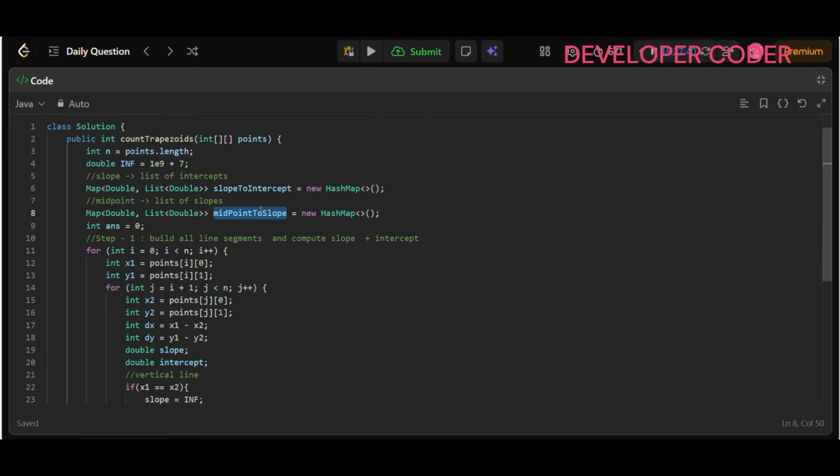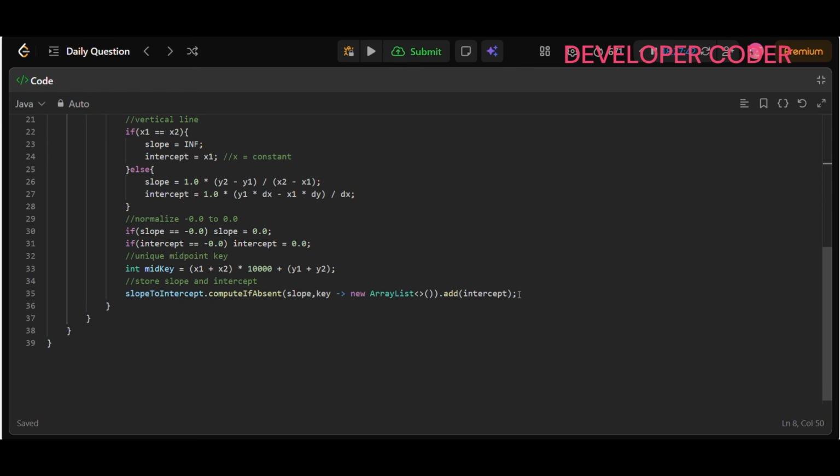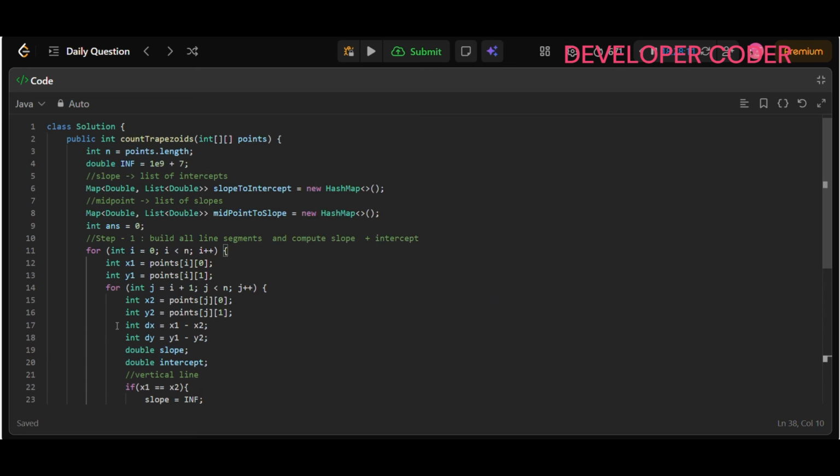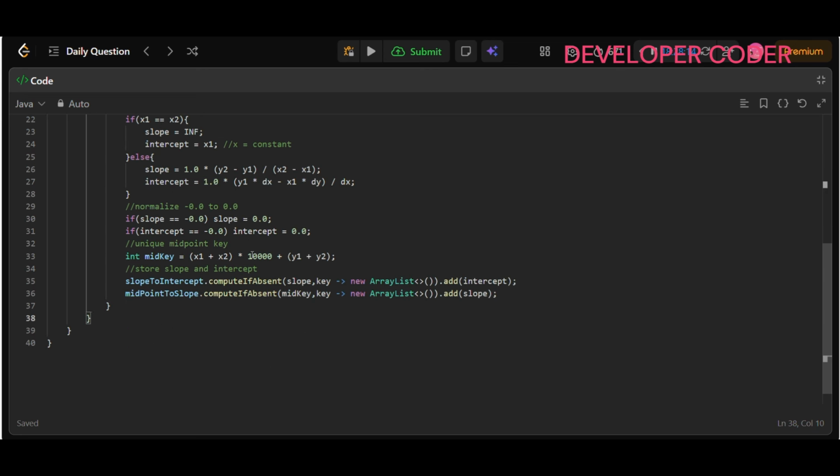Now the same thing you have to write for the midpoint to slope map. Midpoint to slope dot compute if absent. Just copy this and paste it here. Here we are dealing with the mid key as the key, and if it is not there, add an ArrayList. Otherwise we add here not the intercept but the slope. This is what we are doing here. That's it, this is done.